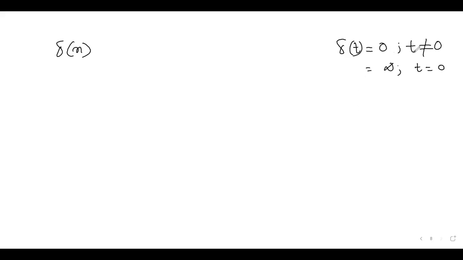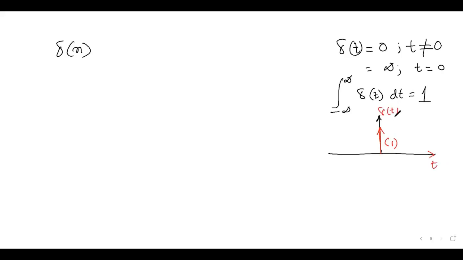Delta t is 0 for all values of t except t equal to 0. At t equal to 0, the value is infinity, and the area under the impulse function is unity, which is known as the strength of the impulse function. We know how the impulse function is represented: by a vertical line with an arrowhead, and the strength is written within the bracket. The madam has taught this, I know, but I said it anyway.